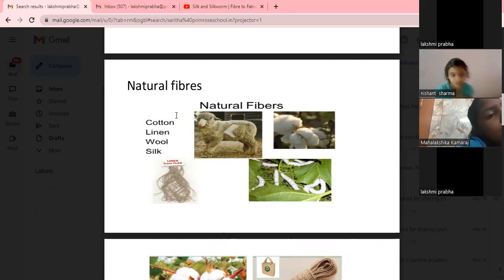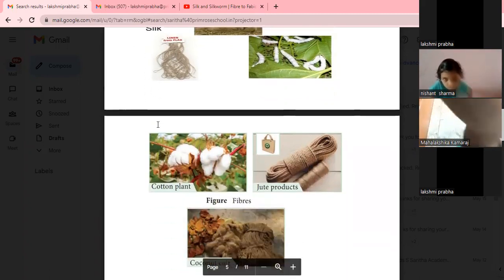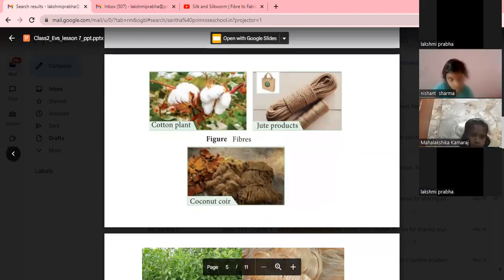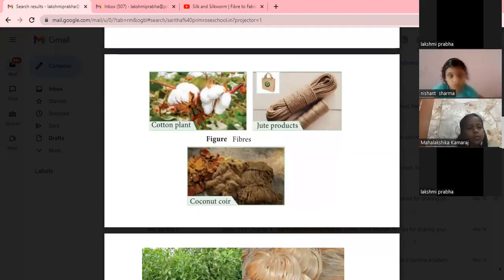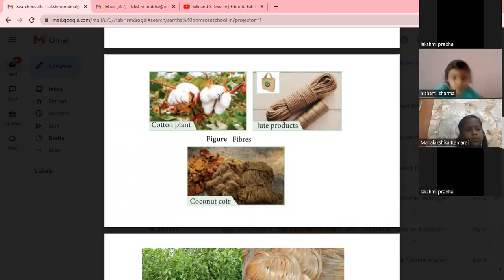From cotton, materials can be obtained, cotton dresses. Yesterday we saw a list of dresses like frock, skirt, trousers. All these things are obtained from cotton materials. This is the cotton plant. Can you see this? It is a cotton plant. From the seed only this cotton is derived. Aradhya, what is the doubt you have? You have raised your hand.